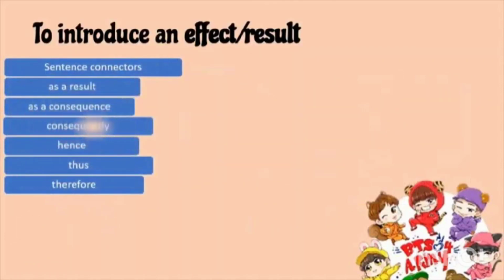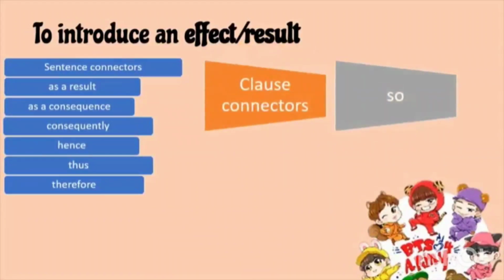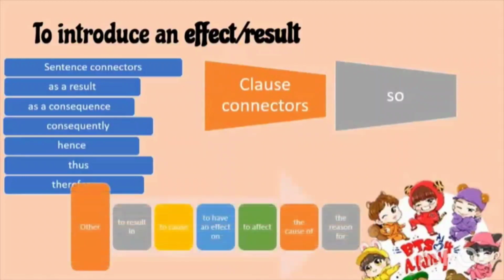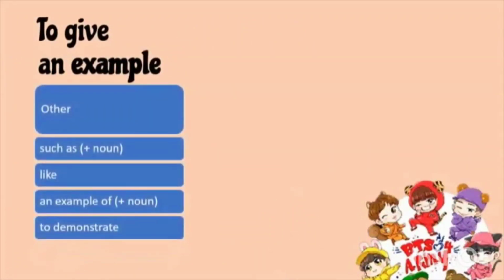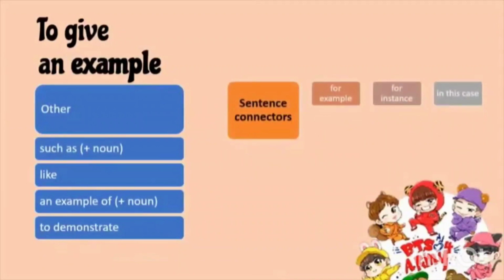To introduce an effect or result, we're going to use the following connectors: as a result, as a consequence, consequently, hence, thus, therefore. We're going to use also the connector so. To result in, to cause, to have an effect on, to affect, the cause of, the reason for. To give an example, here are the following connectors: such as, like, an example of, to demonstrate, for example, for instance, in this case.